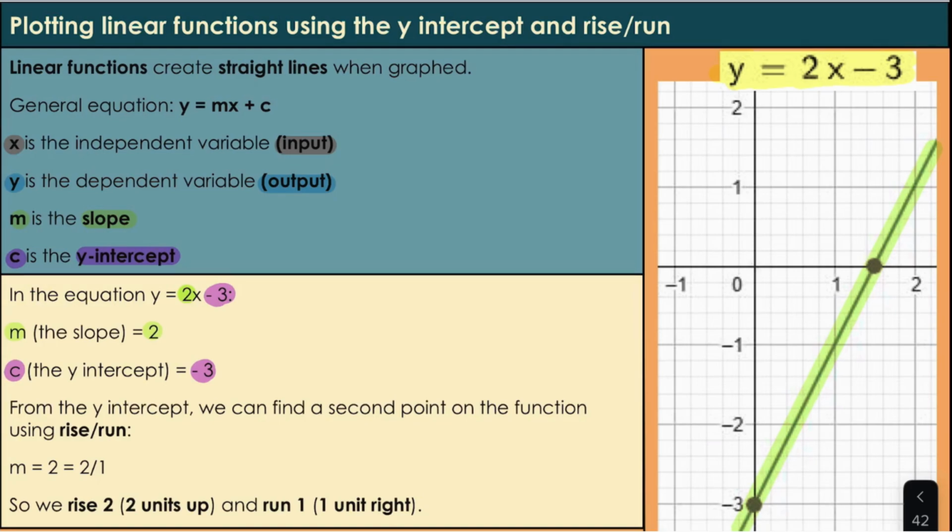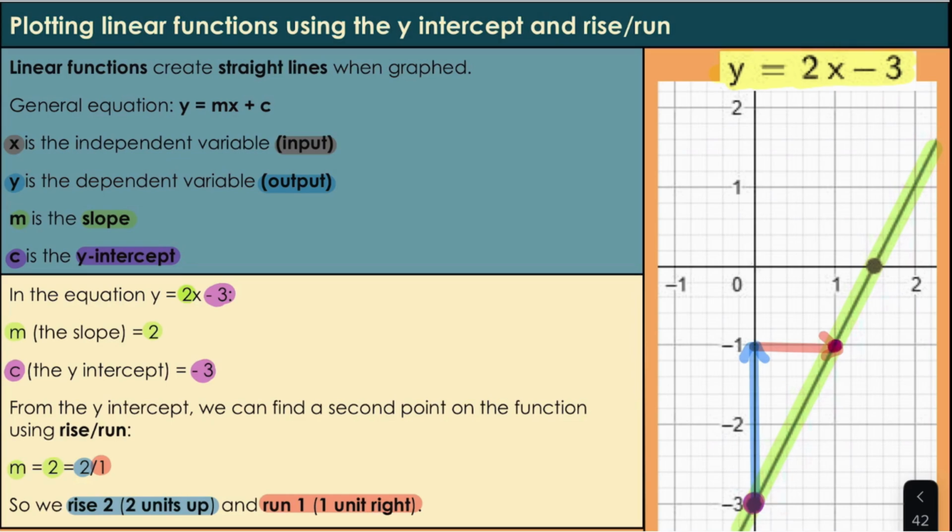So what I could do first is plot a point at negative 3, my y-intercept. I could then find a second point by using rise over run, the slope value. We've already said our slope value is 2. If we make 2 a fraction, we can express that as 2 over 1. Using rise over run, that would mean we rise 2 units up and we run 1 unit to the right. Rise from our y-intercept 2 units up, and we would run 1 unit across to the right. We would then have a second point over here.